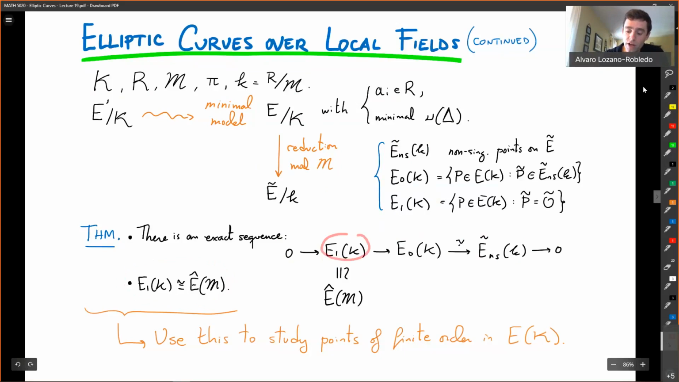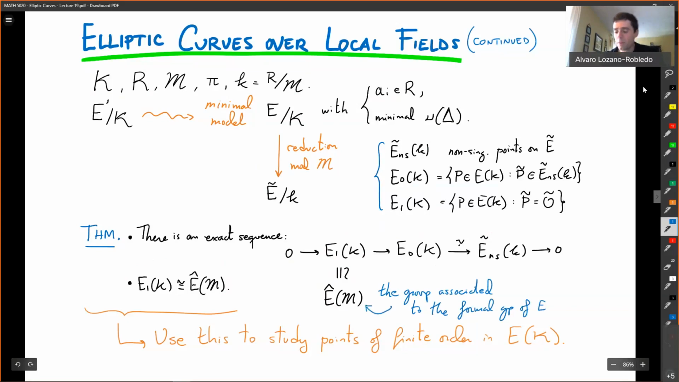And then finally we connected this to formal groups by proving that the kernel of reduction is actually isomorphic to the group associated to the formal group of E. Okay, and then using what we proved about formal groups and about those groups associated to formal groups, we're going to be able to say something about torsion points on E.